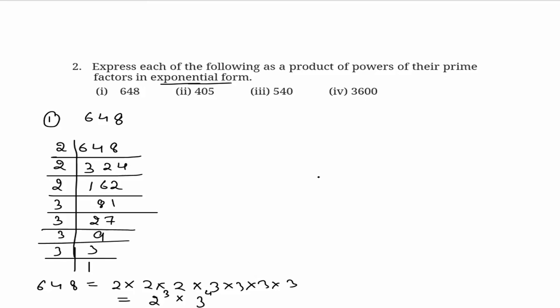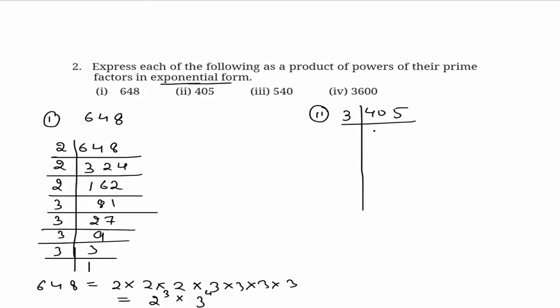Now we will solve the second part of it. So the second part is 405. Okay. So 405 is an odd number. So it won't come in the table of 2. 2 is a prime number, it won't come. Next is 3. We know the divisibility rule of 3. If you add the digits and the sum is divisible by 3, then the number is divisible by 3. So we can see here 4 plus 0 plus 5 is 9. So it is divisible by 3.